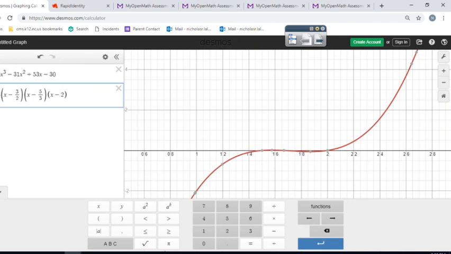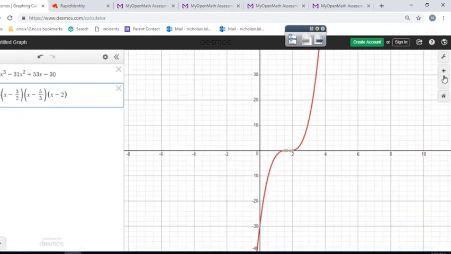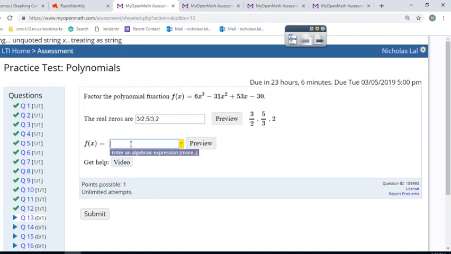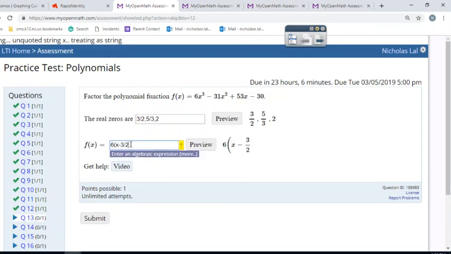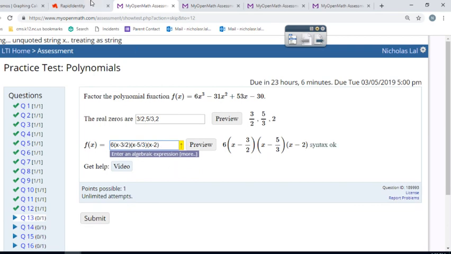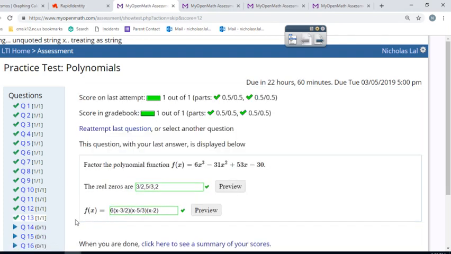What do you know? Multiplying by 6 times x minus 3 halves times x minus 5/3 times x minus 2 gives us the perfectly matching graph. This is our factored form. 6 times x minus 3 halves times x minus 5/3 times x minus 2. And that is the factored form of the function. So let's hit submit. 1 out of 1, got it right.